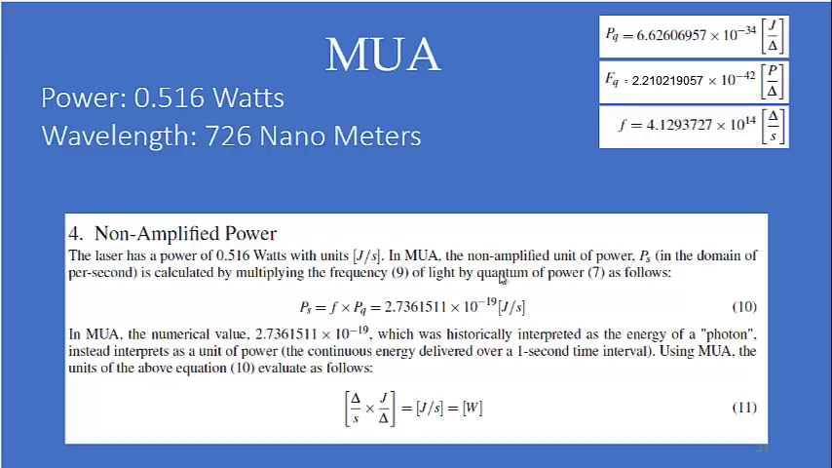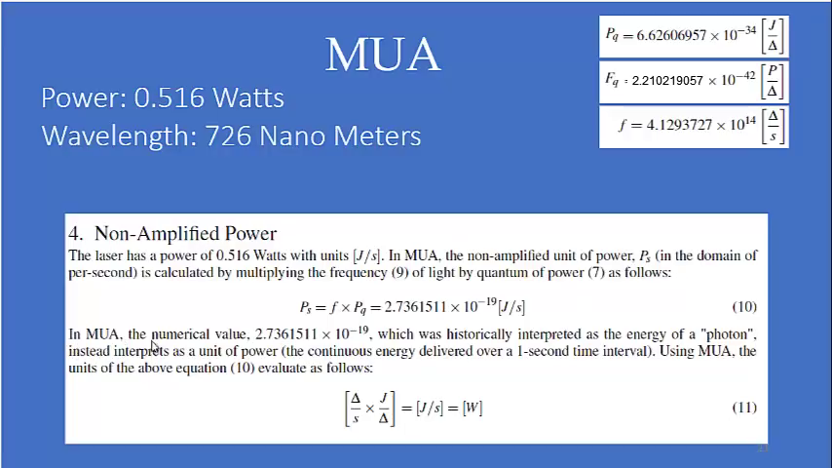In MUA, the non-amplified unit of power, or P_S, in the domain of per second, is calculated by multiplying the frequency of the light by the quantum of power, this value here, which is historically said to be Planck's constant. So you multiply that by the frequency and you get this value.